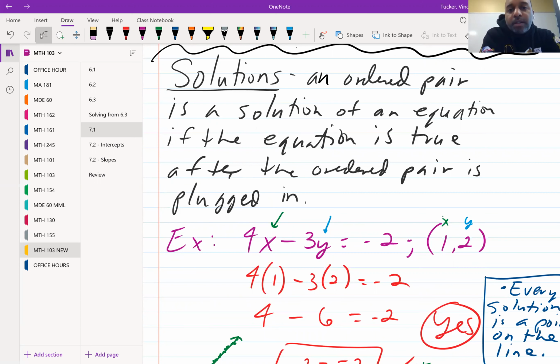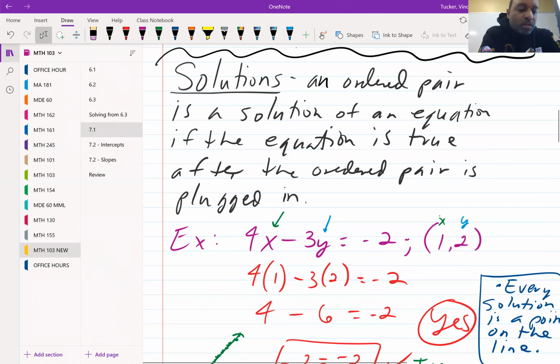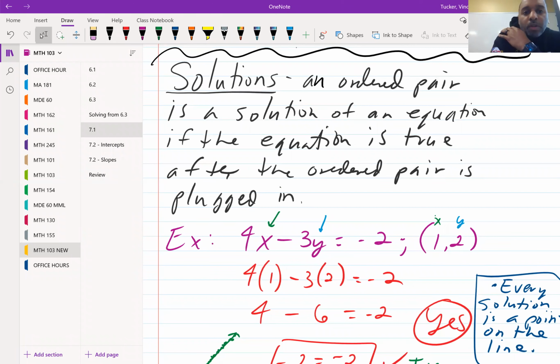All right. So the next thing, solutions. We talked about solutions before when we just talked about one variable, but here we have 2 variables where we have ordered pairs. An ordered pair is a solution of an equation if the equation is true after the ordered pair is plugged in.